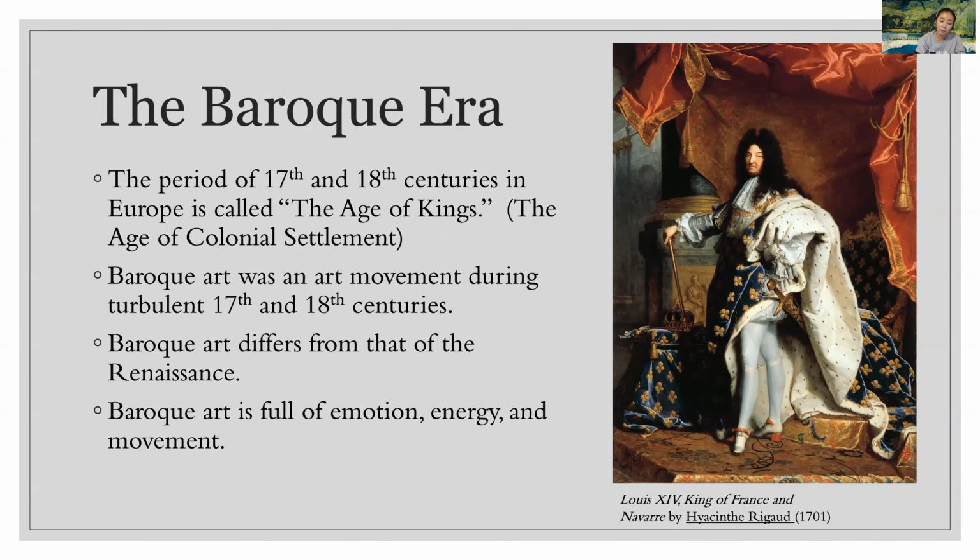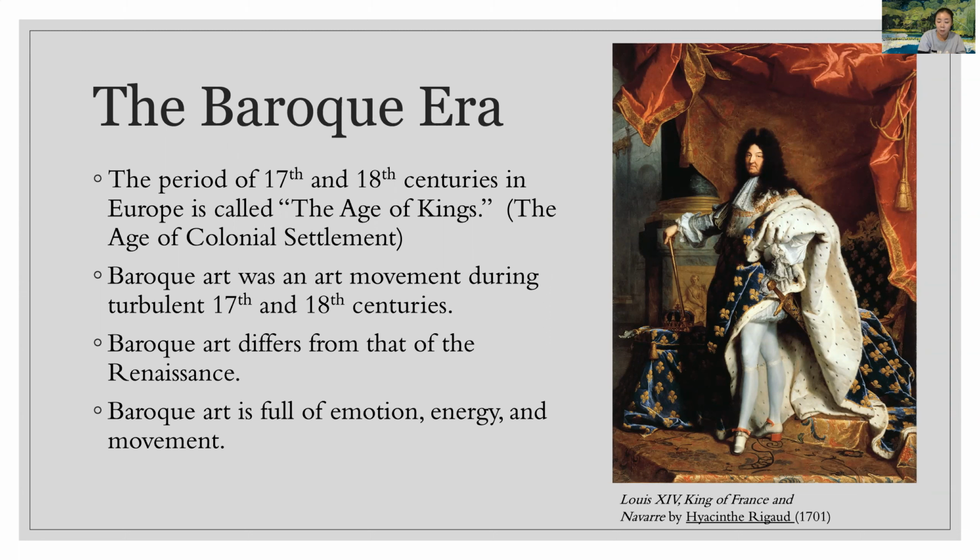So the period of 17th and 18th centuries in Europe is called the Age of Kings. Some of the most powerful rulers in history occupied the thrones of various countries during this time. The same period could equally be called the Age of Colonial Settlement. The Spanish, the Portuguese, the Dutch, the English, and the French had established permanent settlements in North and South America.